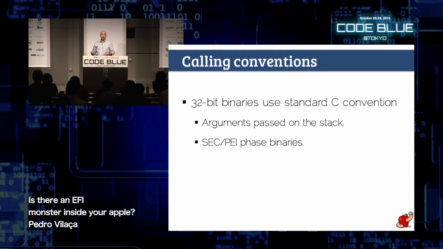In reverse engineering, you need to know the calling convention, because if you see a call to some function or to some function pointer, and you don't know what is being passed, the order of the arguments, it will be very difficult to reverse engineer. The 32-bit binaries use the standard C convention, so everything is passed on the stack, nothing very complicated. As I told you, you find these in the SEC and the PEI phases. Don't ask me about 16-bit. I was reviewing the slides, and I don't remember the 16-bit because there's very little code running in 16 bits.